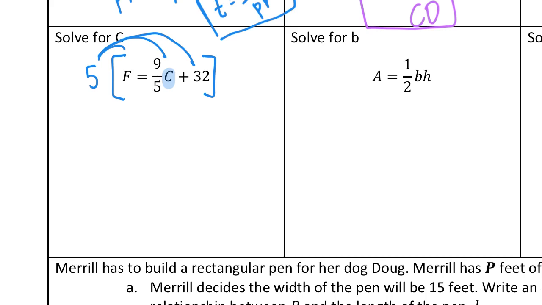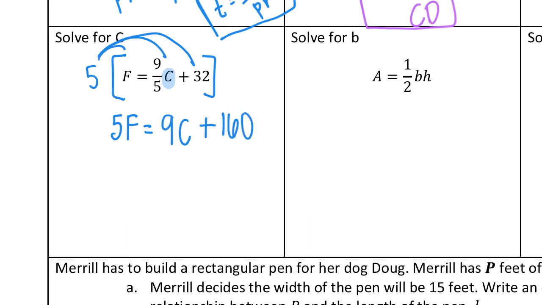Make sure you multiply every number inside by 5 because it's an equation and you have to keep it balanced. If you change one number, you've got to change them all. 5 times f is 5f. 5 times 9/5 c would give us 9c, plus 32 times 5 would give us 160.